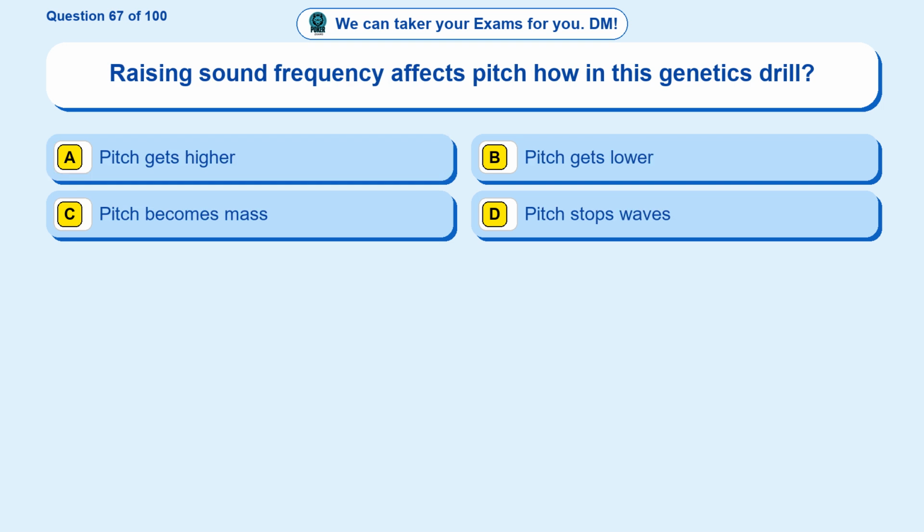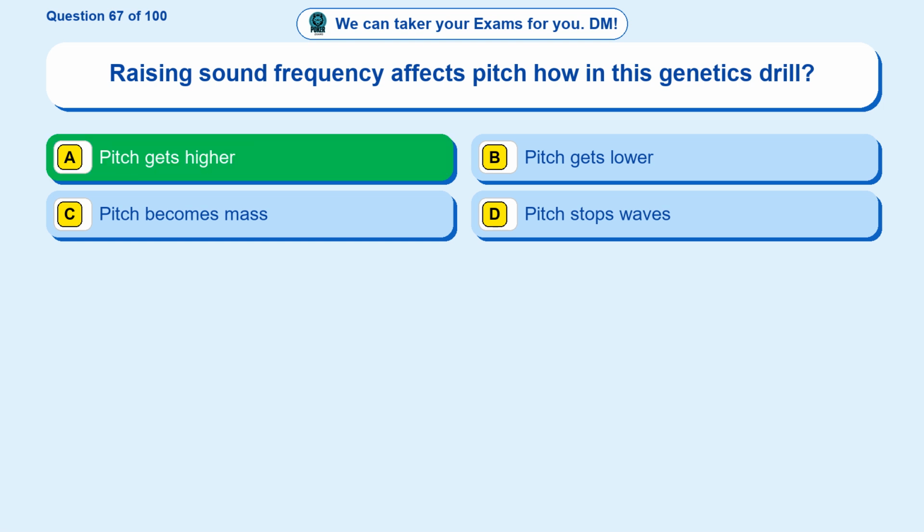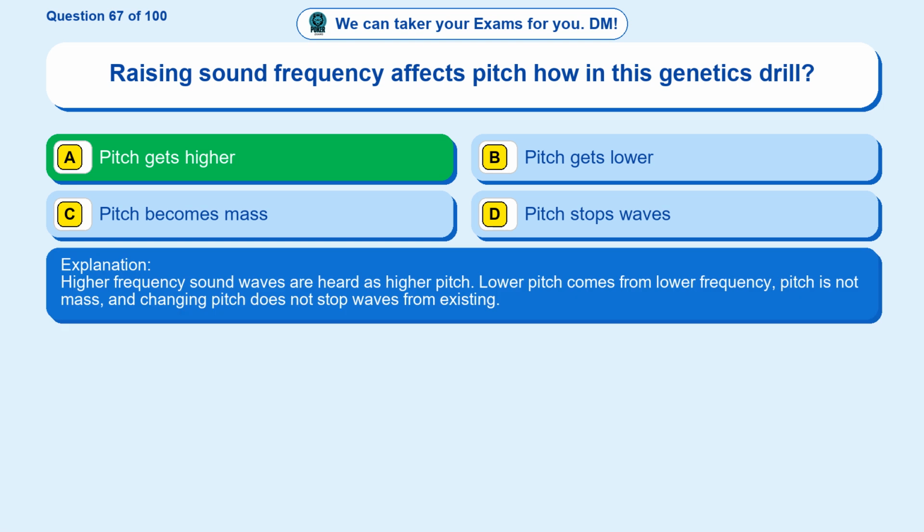Question 67. Raising sound frequency affects pitch how in this genetics drill? Option A, pitch gets higher. Option B, pitch gets lower. Option C, pitch becomes mass. Option D, pitch stops waves. The correct answer is option A. Pitch gets higher. Higher frequency sound waves are heard as higher pitch. Lower pitch comes from lower frequency, pitch is not mass, and changing pitch does not stop waves from existing.